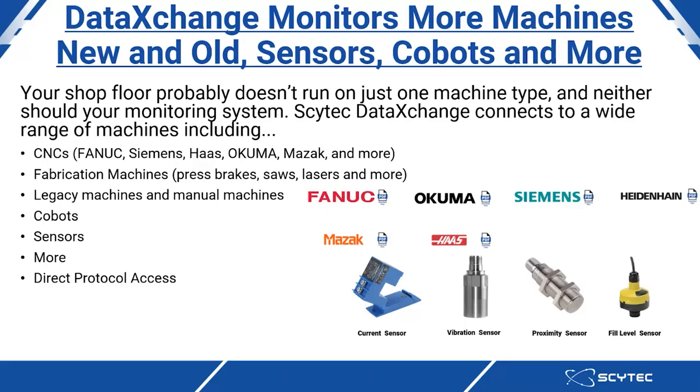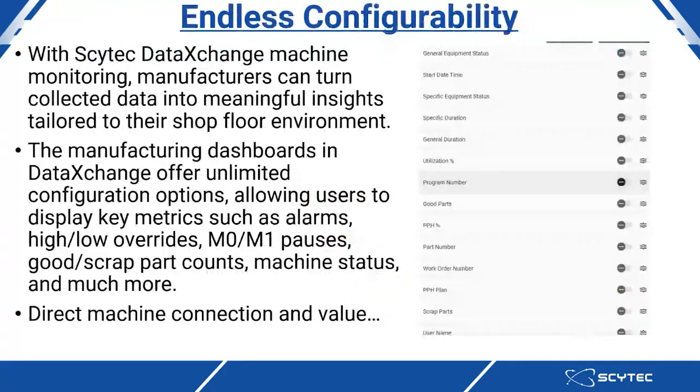One of the other things that I will talk about in just a couple of slides is our direct protocol access to those major name brand CNC producers such as Fanuc, Akuma, and Siemens. If you go onto our main Scytec.com website, we have a tab called Supported Technology, where if you click on one of those logos, you can see all the information that can be retrieved from those name brand CNC producers like Fanuc. I will show you all that in just a couple of seconds. But the next thing I'd like to discuss is the endless configurability options that you have inside of Scytec DataXchange.